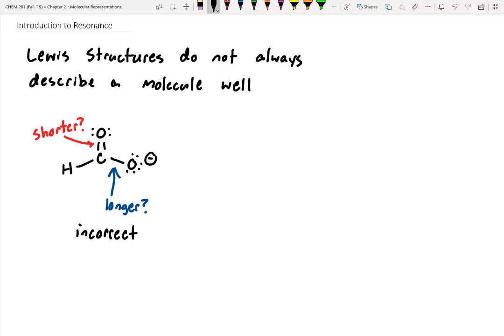Instead, what happens when we observe this is something kind of unique. Instead, we have bonds to these oxygens, but it's not a double bond. It's actually in between a double and a single bond for each of these. These are actually the same length.